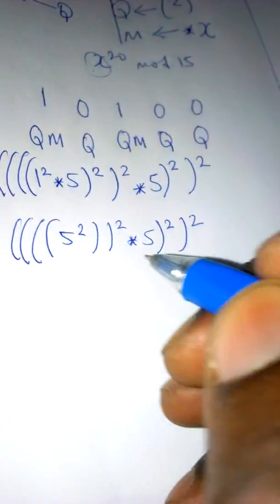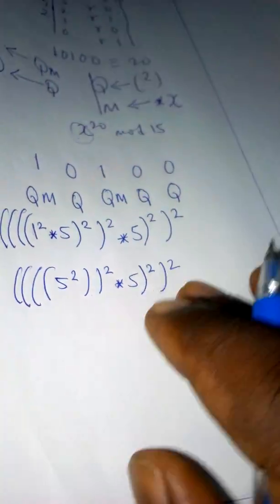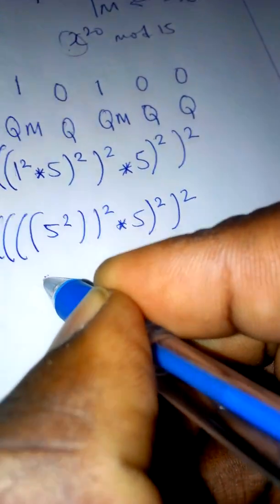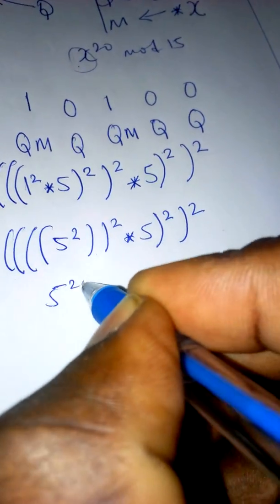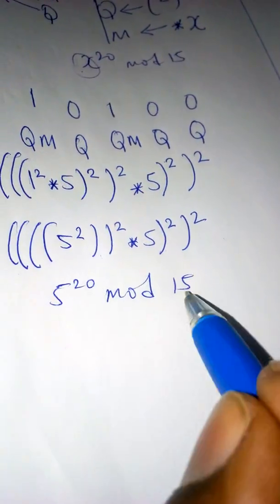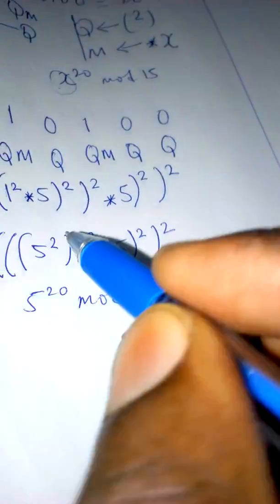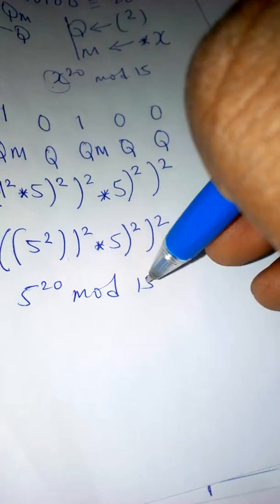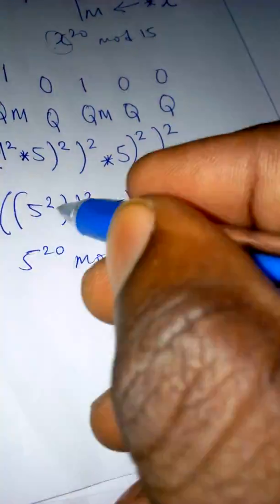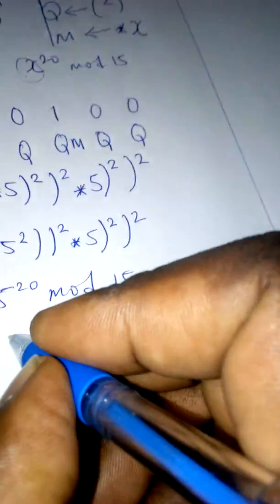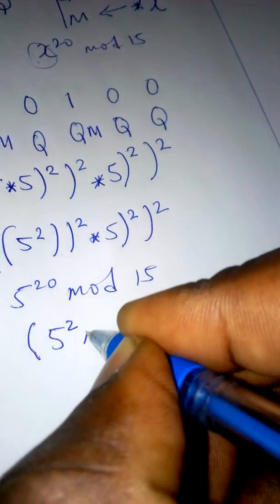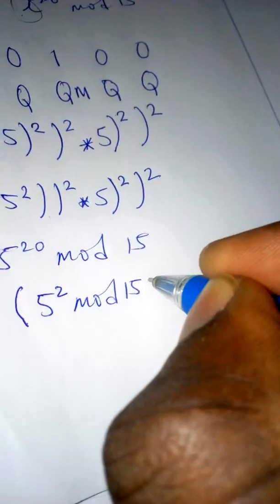So now we are going to see, remember our question is 5 to the power of 20 mod 15. So we're going to use mod 15 inside the brackets also, but to minimize the work we just use it within the numbers there, that is 5. So here we have 5 squared mod 15.